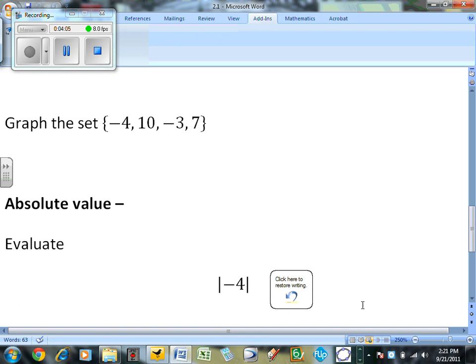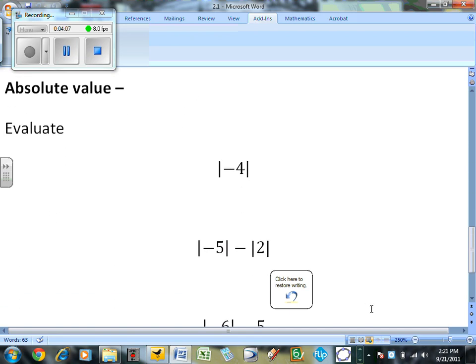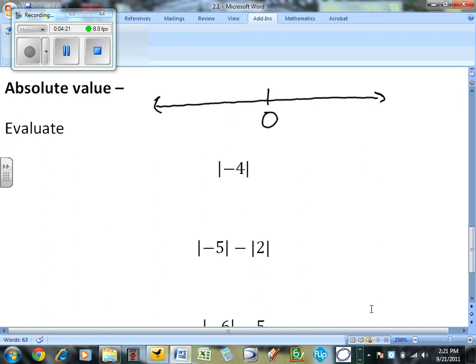Okay. We also know, now that we've graphed a number line, we can decide what an absolute value is. All right, we can understand better what an absolute value is. An absolute value is a distance away from 0. And when we talk about distance, we can never have a negative distance.